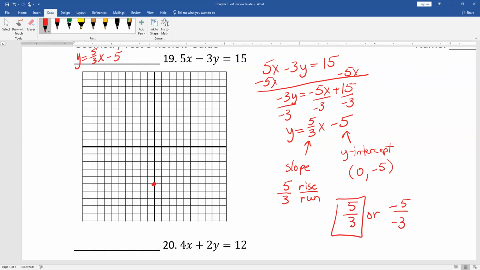So it puts us back at 0, right? And then what is my run? Which means I go where? Left or right? Right, 3, right? So I go up 1, 2, 3, 4, 5, right back where I was, and then over 3. And so I have my first coordinate right here.